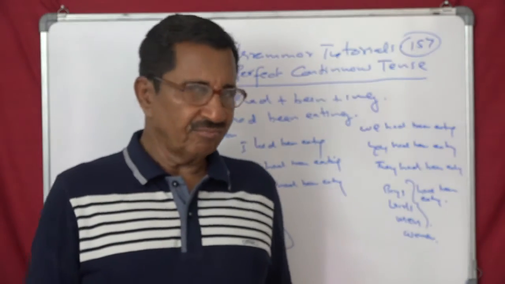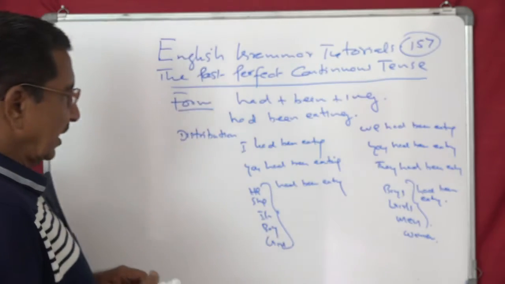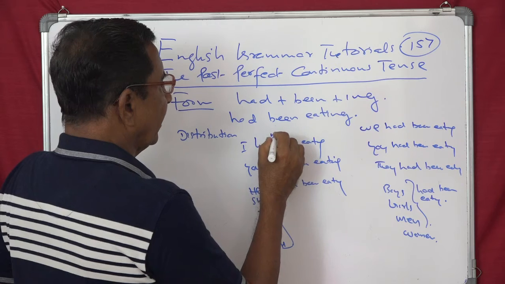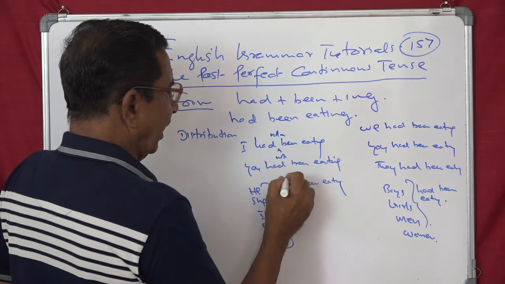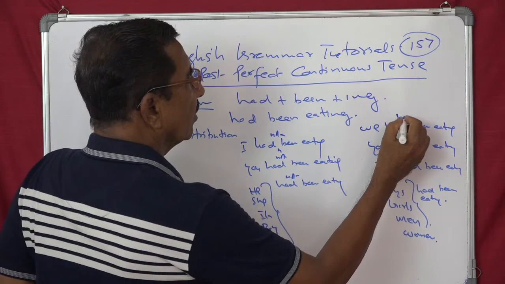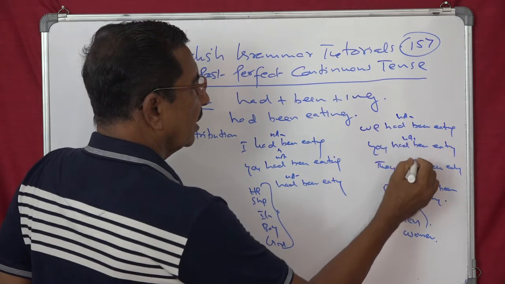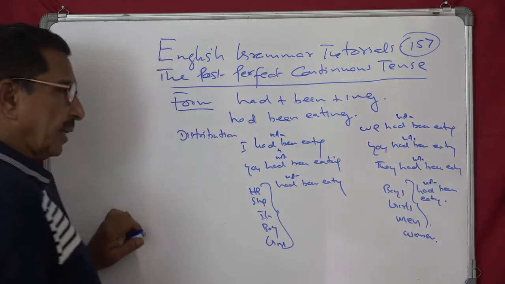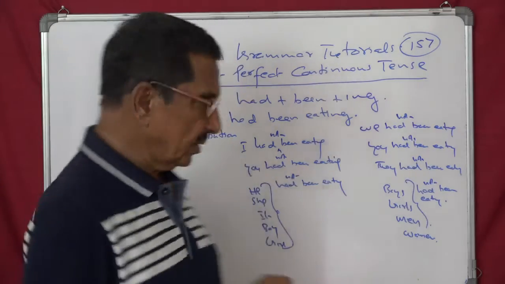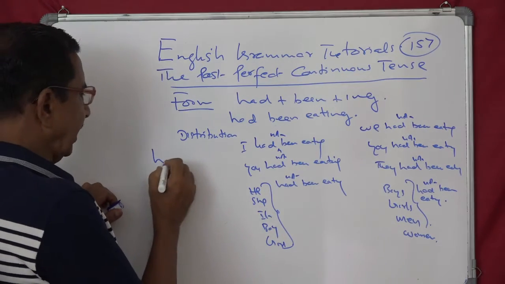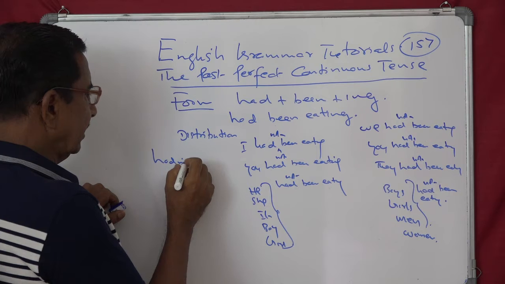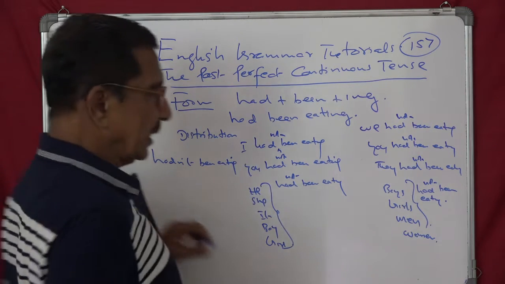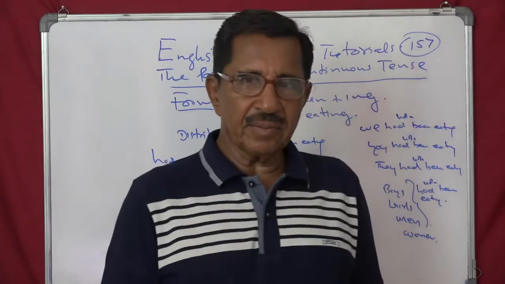Okay. Negative. Again, very simple. All you have to do is insert the negative immediately after had. Had not been. Had not been eating. And the contracted form, the short form, is hadn't been. Hadn't been eating. That is the contracted form. Hadn't been eating.